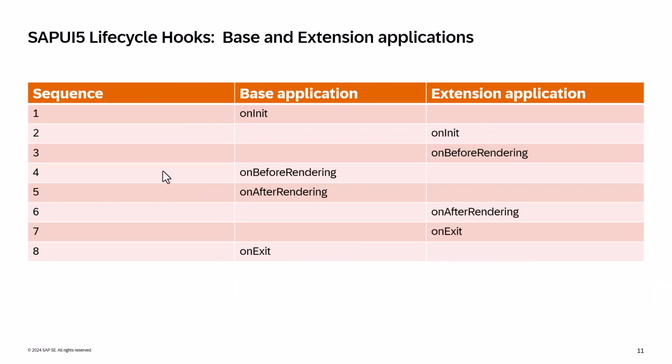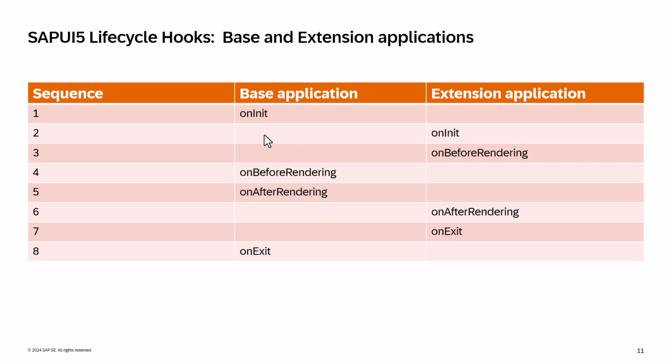When you have adaptation projects, you have the base application and then you have the extension application. So you have two sets of lifecycle hooks: the lifecycle hooks of the base application and then the extension application. They get fired in this sequence. The base application onInit gets fired first, the extension application onInit gets fired next, and so on.